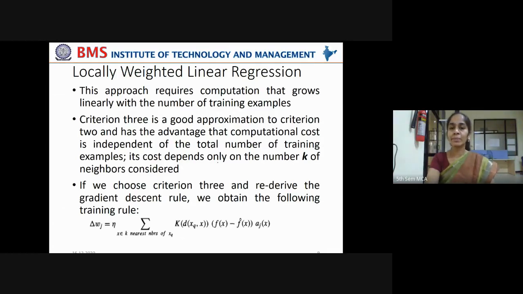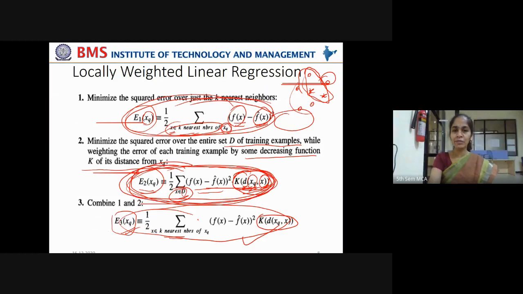Its cost depends only on the number of k nearest neighbors considered, right? So in this case, what happens? Cost is very high because you are trying to find the distance measure with each and every training example in the data set. But in the last criterion, you're just taking k nearest neighbors and calculating only their distance from the new data instance.